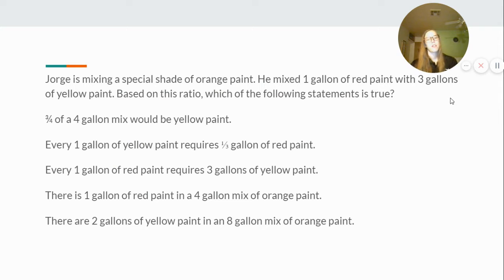Jorge is mixing a special shade of orange paint. He mixed 1 gallon of red paint with 3 gallons of yellow paint. Based on this ratio, which of the following statements is true?